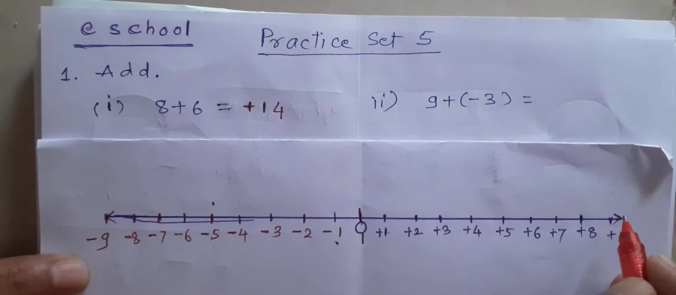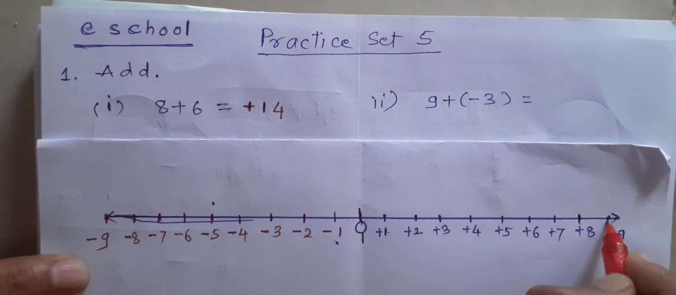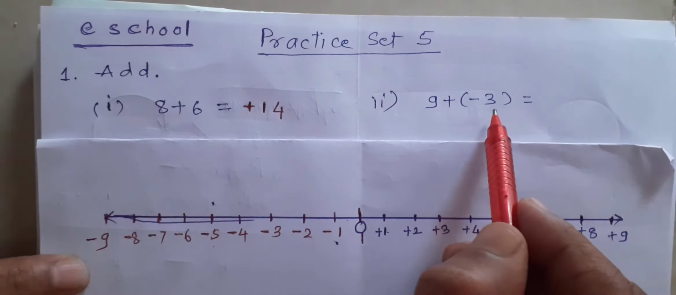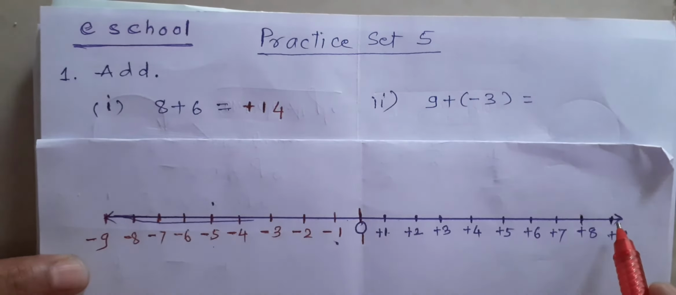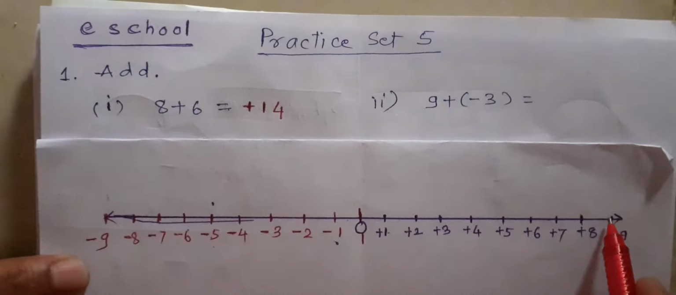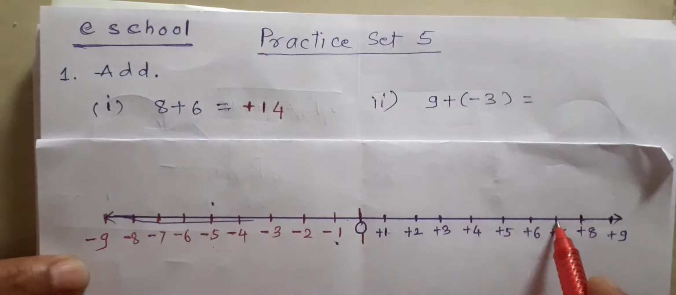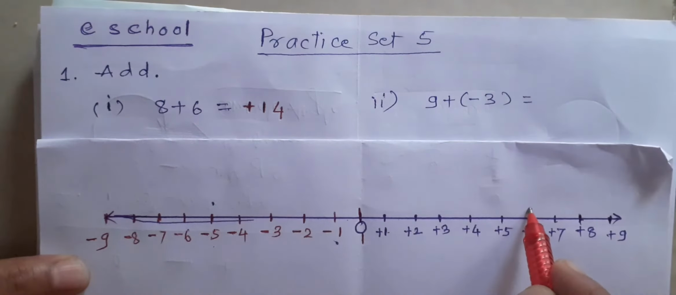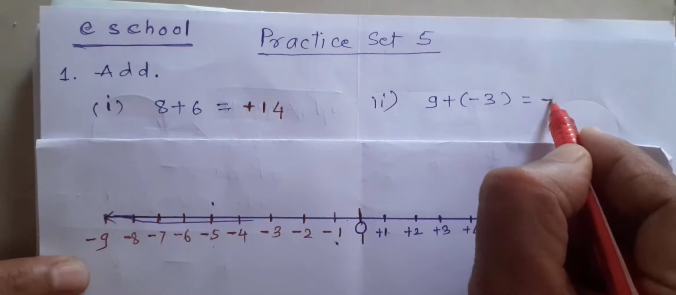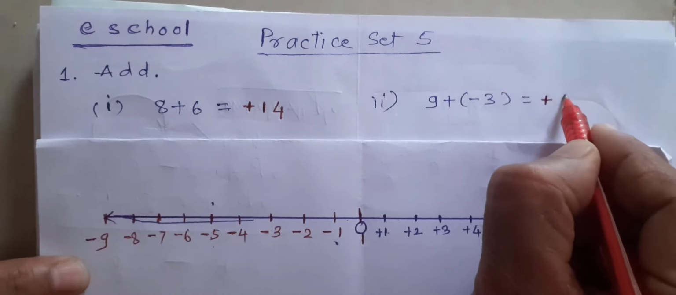Second, 9 plus minus 3. Here on the scale we are at 9 and we have to move minus 3. That means we are moving left hand side. From 9 we have to move, this is the 1, 2 and 3. So the answer is plus 6.